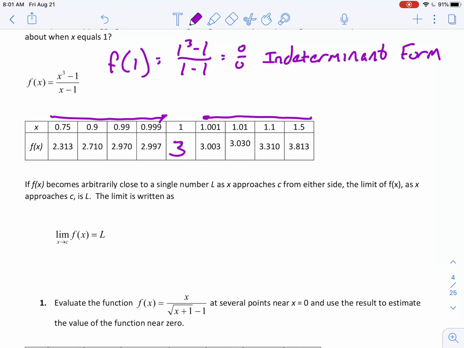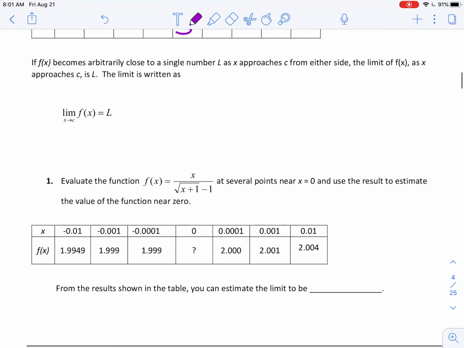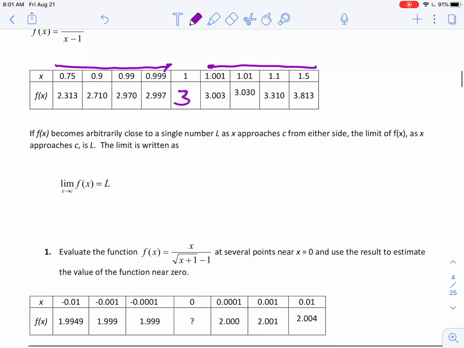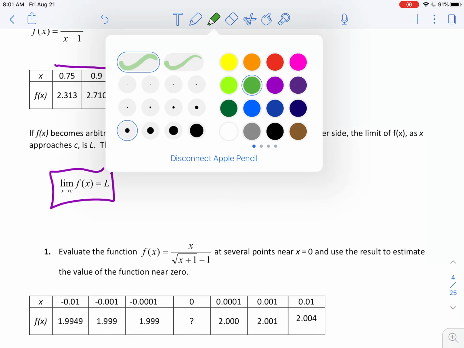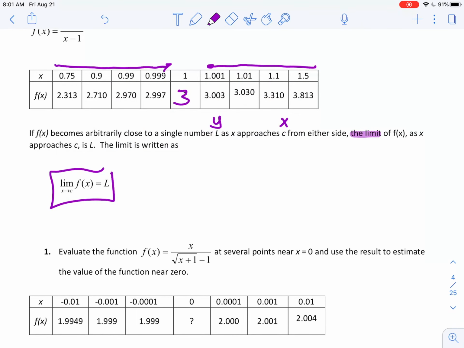This is the concept of a limit. If f of x becomes arbitrarily close to a single number, L, as x approaches c from either side, so L is going to be your y, and c is essentially your x, the limit of f of x as x approaches c is L. And this is written as this expression here. So this, the limit of f of x as x approaches c is L, is how you read that notation.